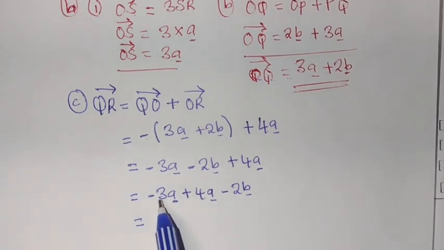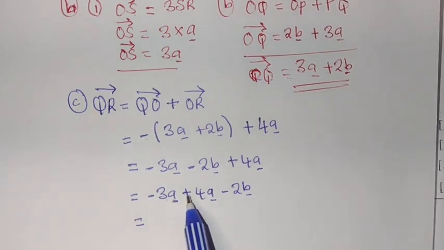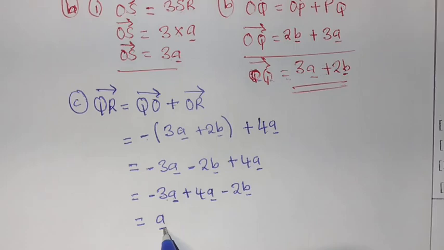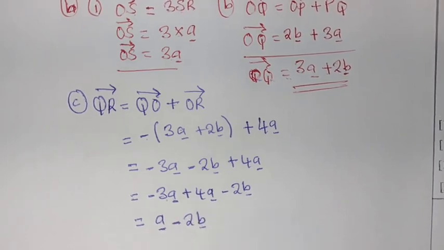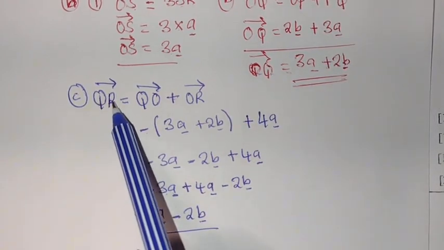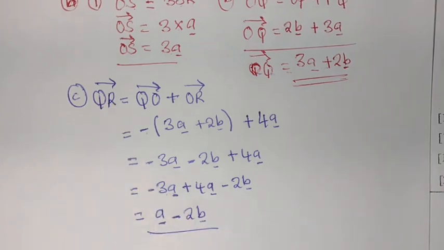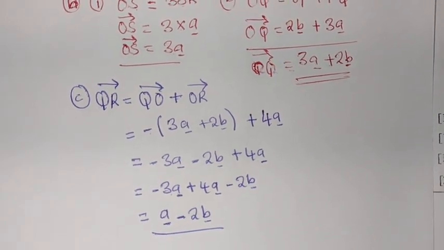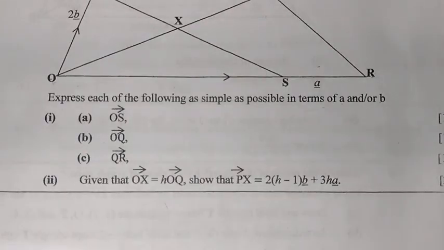Negative 3A plus 4A vector, this will give us A vector minus 2B vector. So this is our answer. So this is the vector for QR. This is the position vector. Okay, so we have answered our question C. I hope it's clear. We now come to our last question.